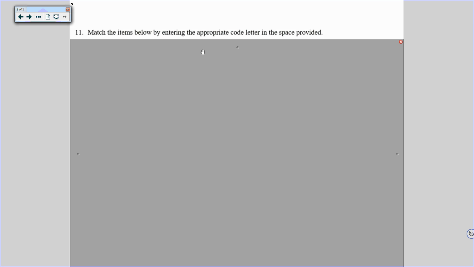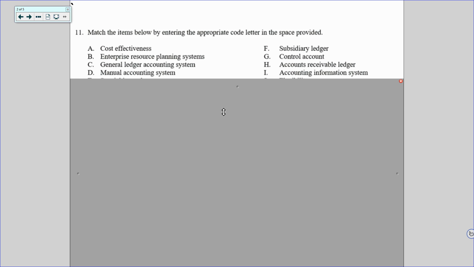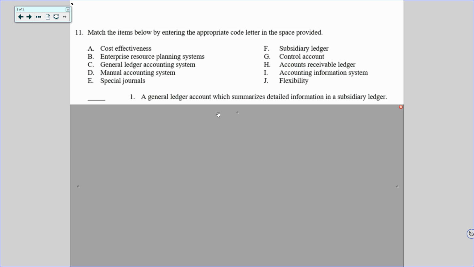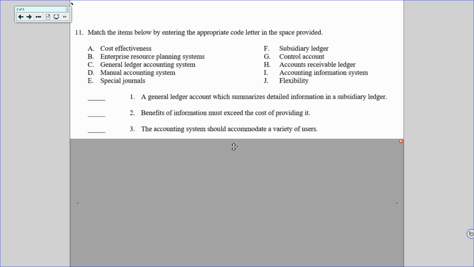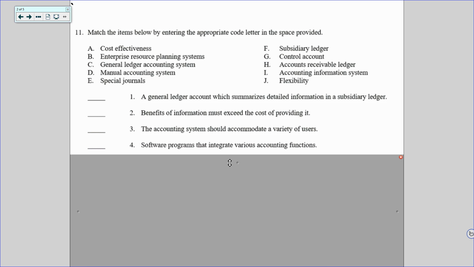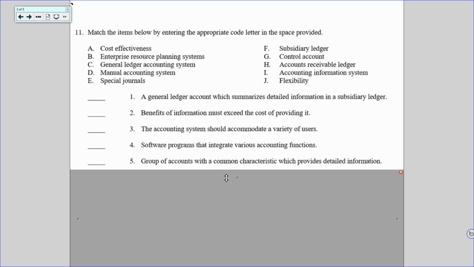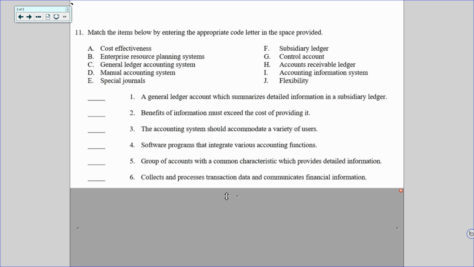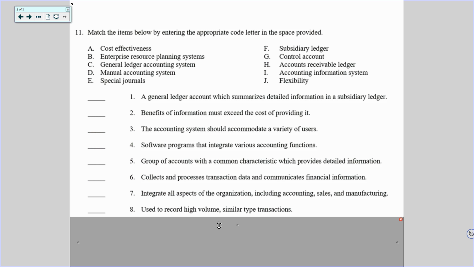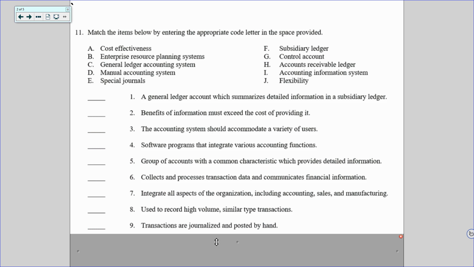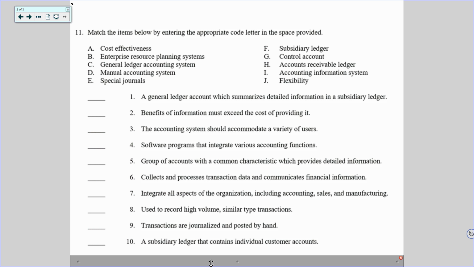We've got some matching. I don't have my answers in here, but I'll just read them to you. Number 1 is G. Number 2 is A. Number 3 is J. Number 4 is C. Number 5 is F. Number 6 is I. Number 7 is B. Number 8 is E. Number 9 is D. And number 10 is H.